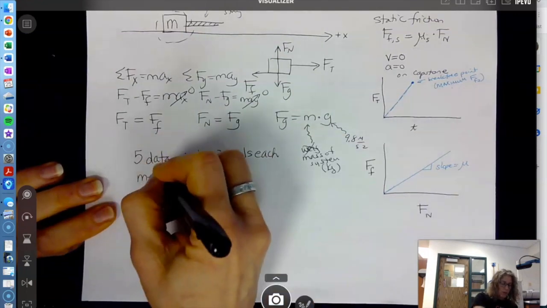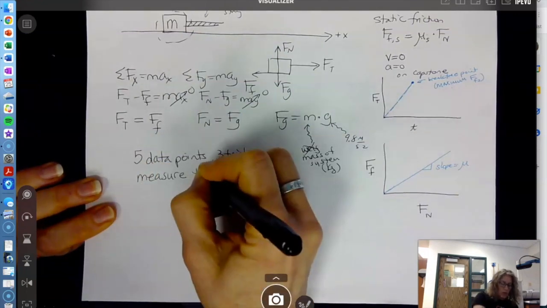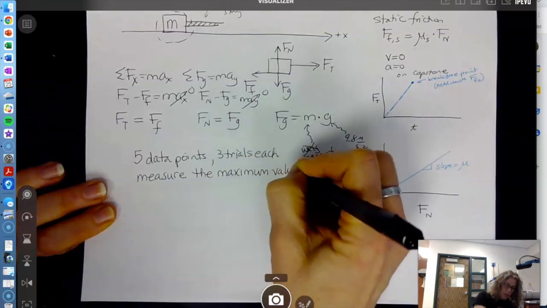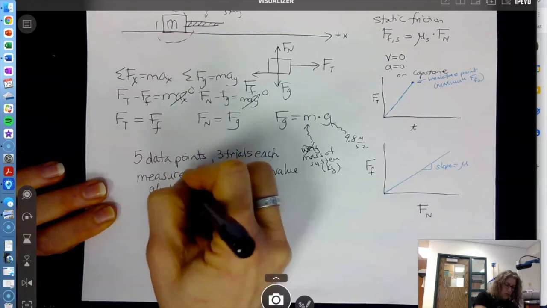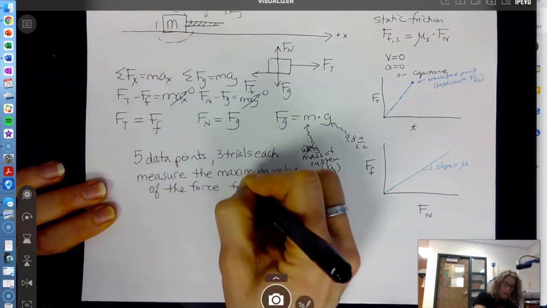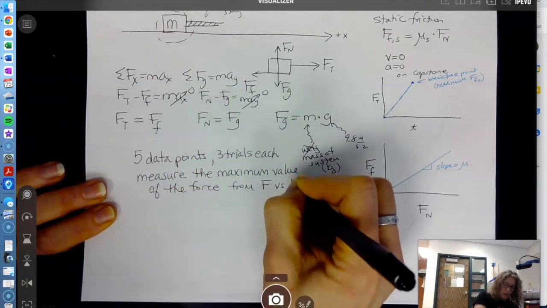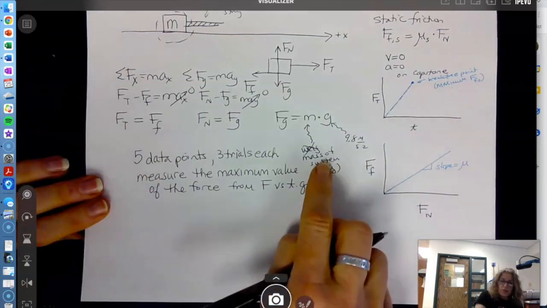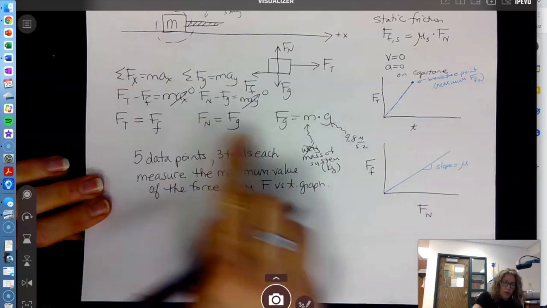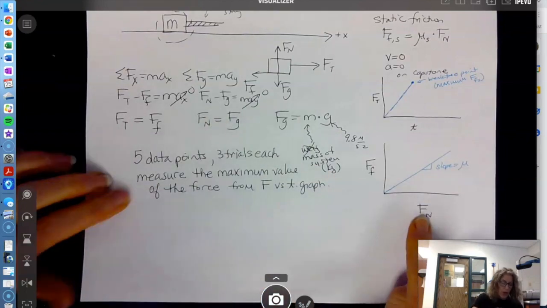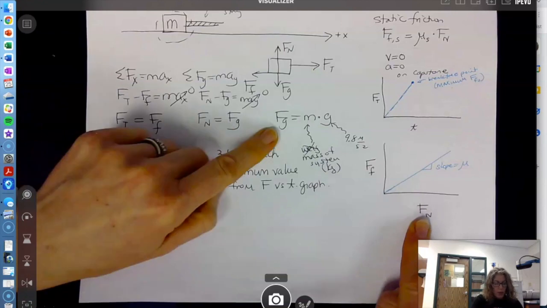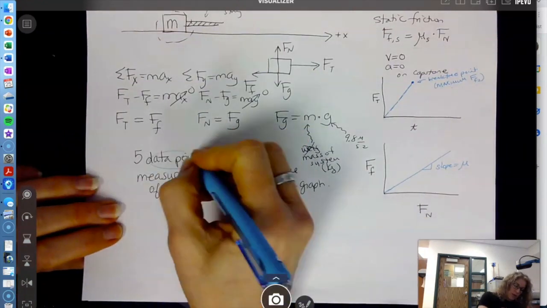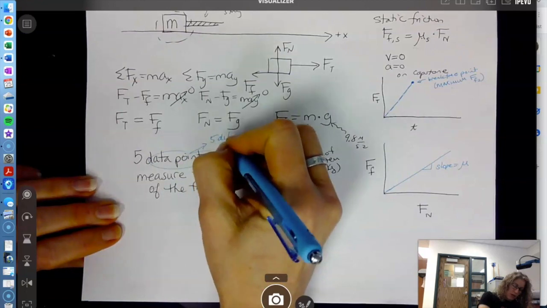And you're going to measure the maximum value of the force from the F versus T graph. Each data point is a different mass. We're controlling this normal force. This is our independent variable, and that relies on weight, and weight relies on mass. So the different data points, this is going to be 5 different masses.